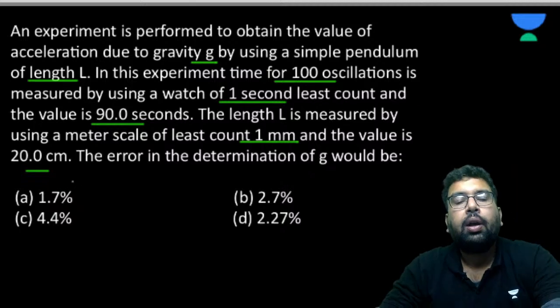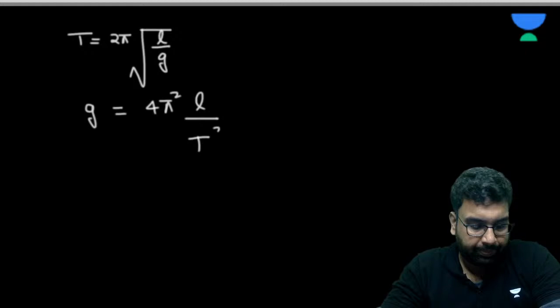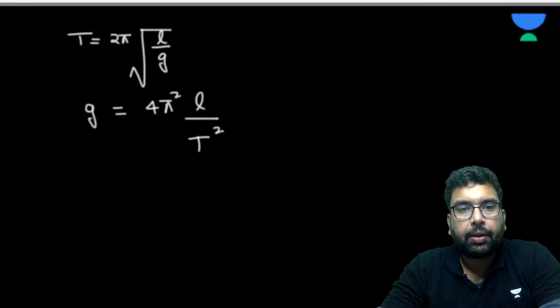See, T, the time period of oscillation, is 2 pi root over L by g, isn't it? So from here, can I write g is equal to 4 pi square L by T square? I am squaring the whole thing. Can we write like this? Yes or no? Please answer me. Yes, sir, certainly we can write like this.